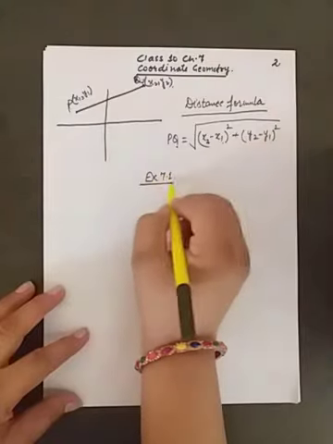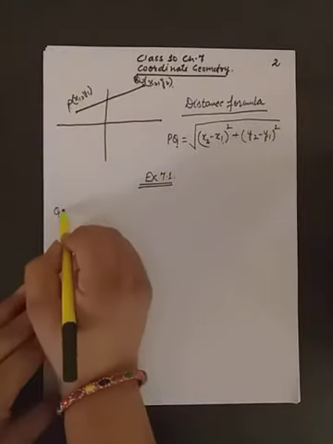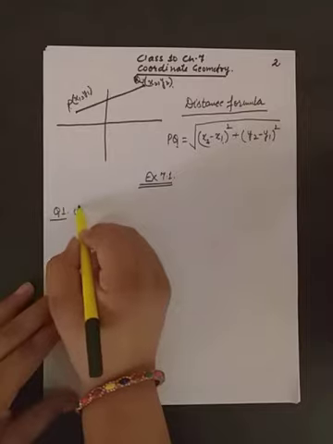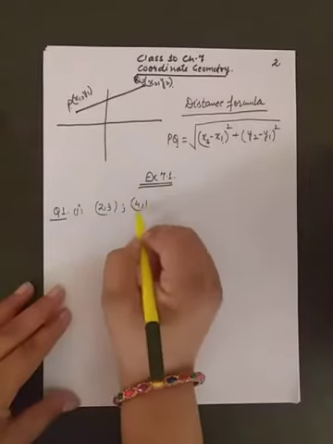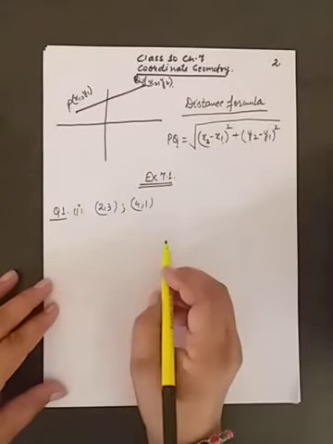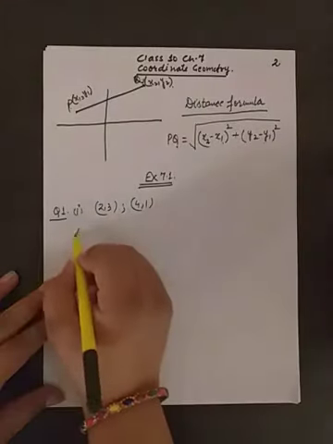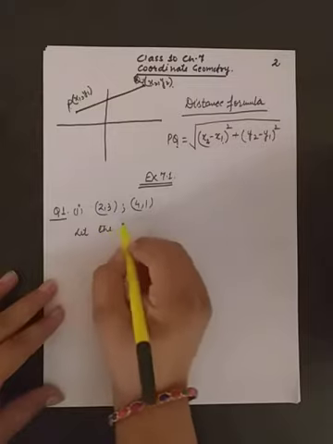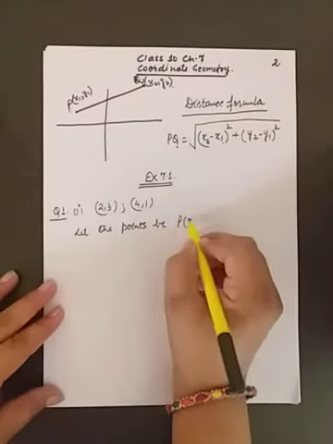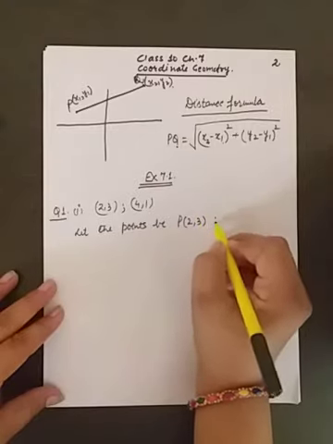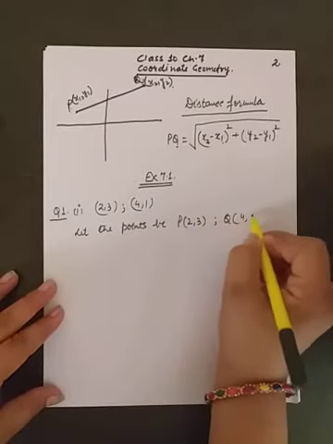Exercise 7.1, I am taking question number 1, part 1. Now the 2 points are (2, 3) and (4, 1). No name is given to these points, so what we have to do? Let the points be... We can give names to these points. I am taking P as (2, 3) and Q as (4, 1).